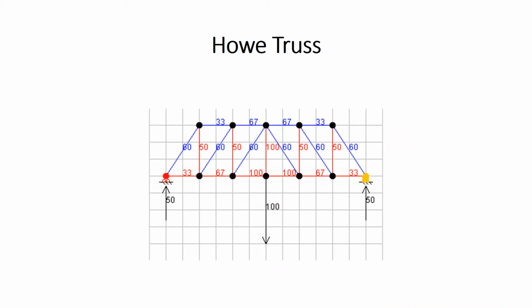The Howe truss is very similar to the Pratt truss. The only difference is in the angles of the inner members. The compression and tension forces are switched. Less compression occurs, but the compression members are longer, so there is no real advantage for using this design.